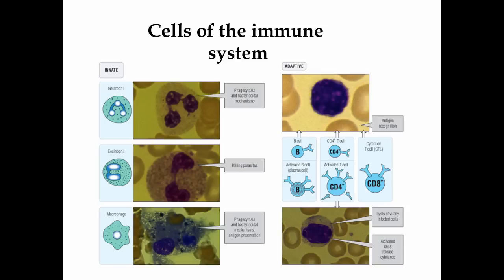And one way that you'll see in a few minutes is we can identify whether or not a cell is a T lymphocyte or a B lymphocyte by the pattern of proteins that are expressed on the cell surface.